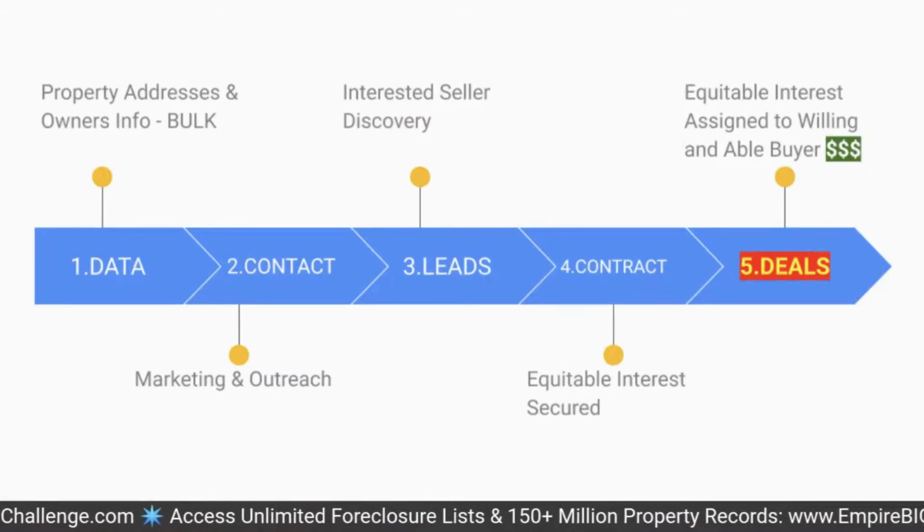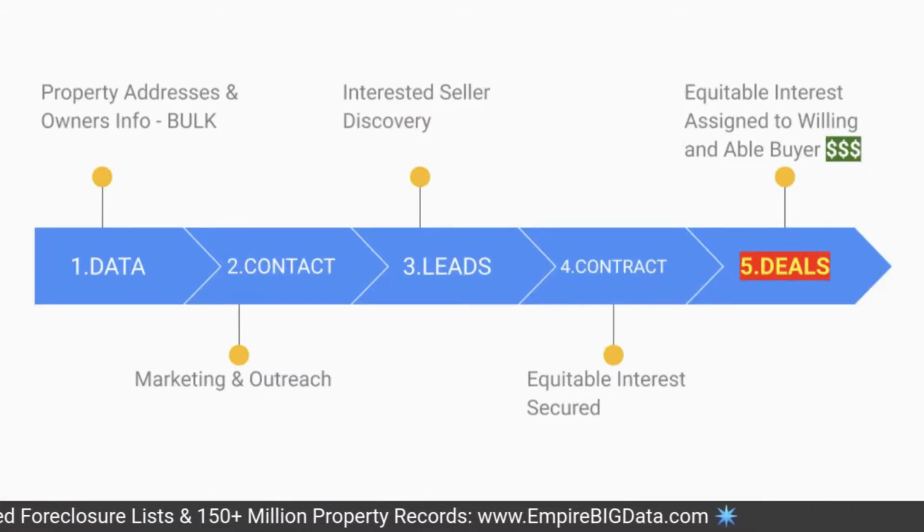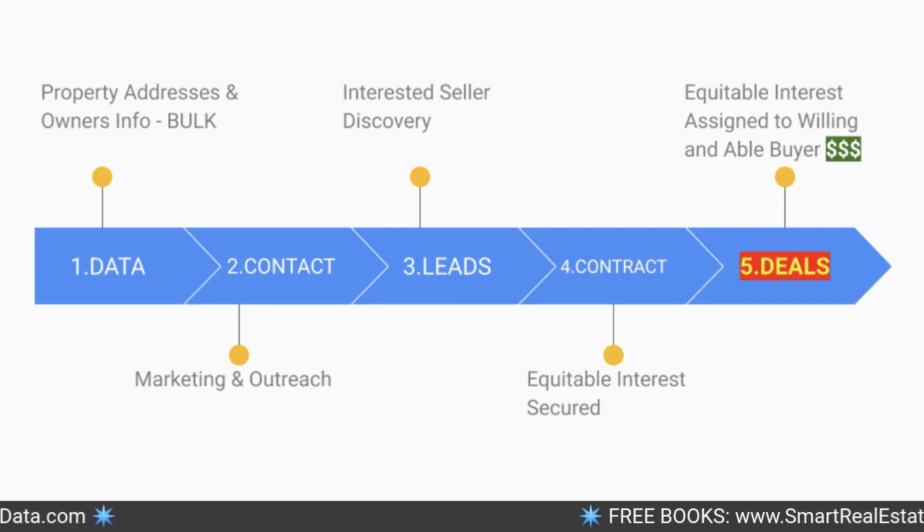Yes. There are 5 stages. There is deal. Let me just show you. There's data, sorry. All right. There's data. There is contact. Okay. Data is basically all the lists you need in the world. Over 100 million property records that you have access to.